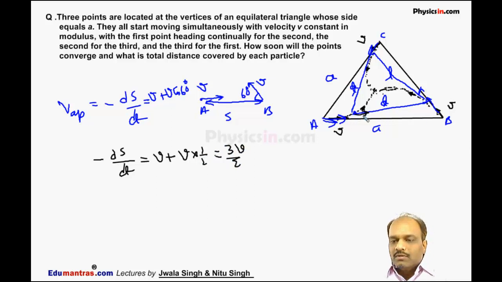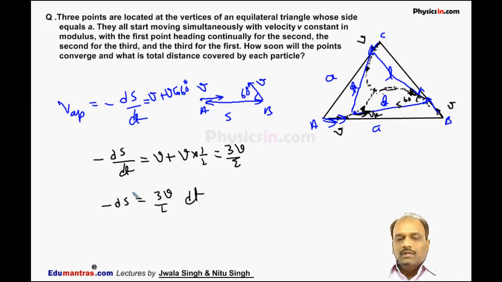Because at this instant also VA is in this direction, VB is in this direction. So the separation between these two is decreasing with the same rate. At any instant the rate of decrease of this distance is always the same. So now we can say minus ds is equal to 3V by 2 into dt. So if I integrate it, starting from t equal to 0, the separation is a, and finally when they meet, that separation becomes 0.